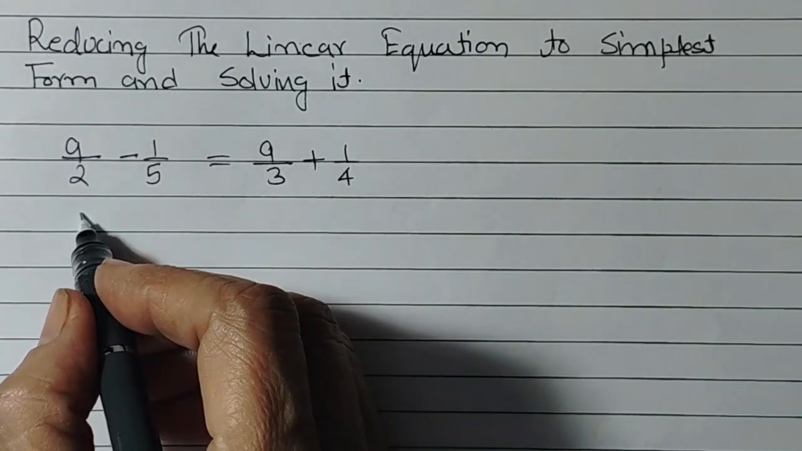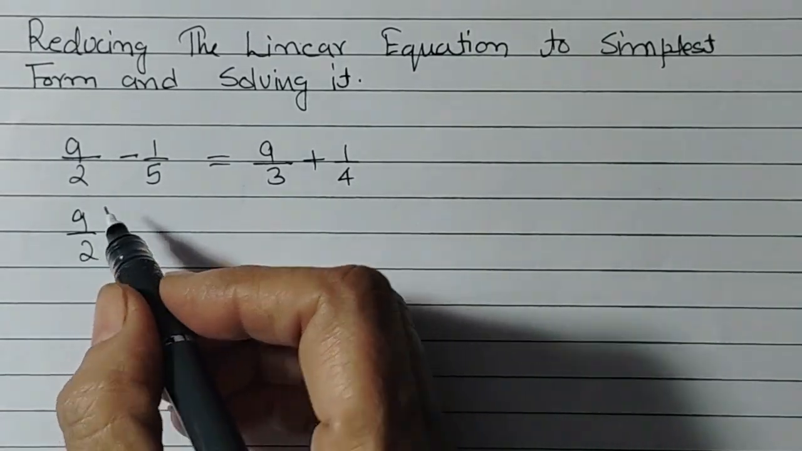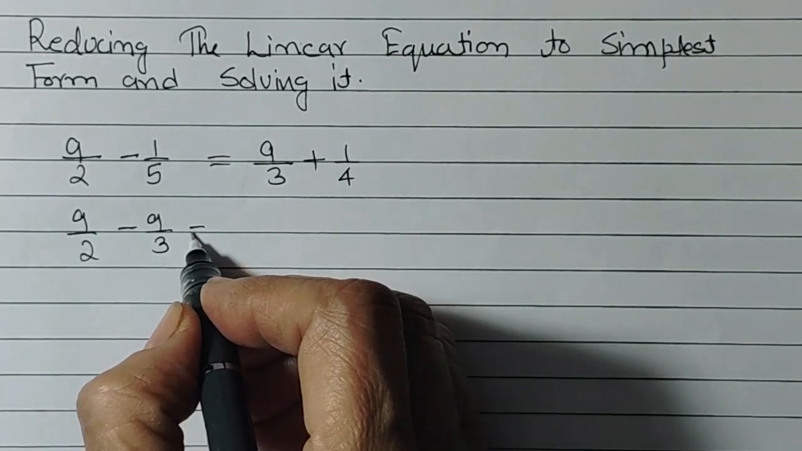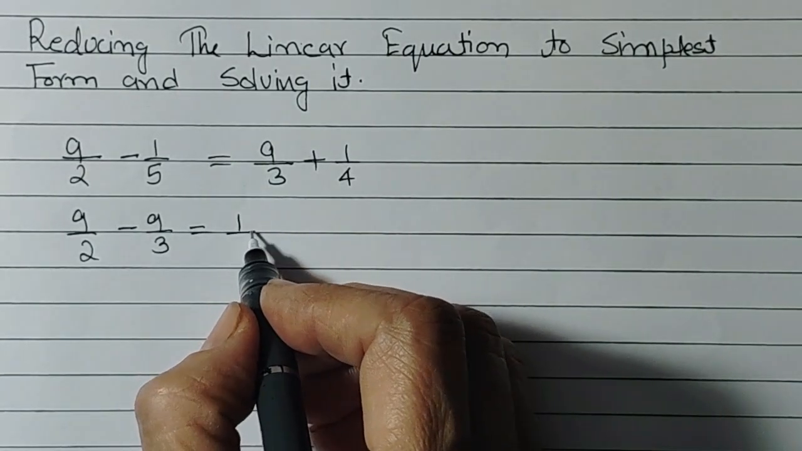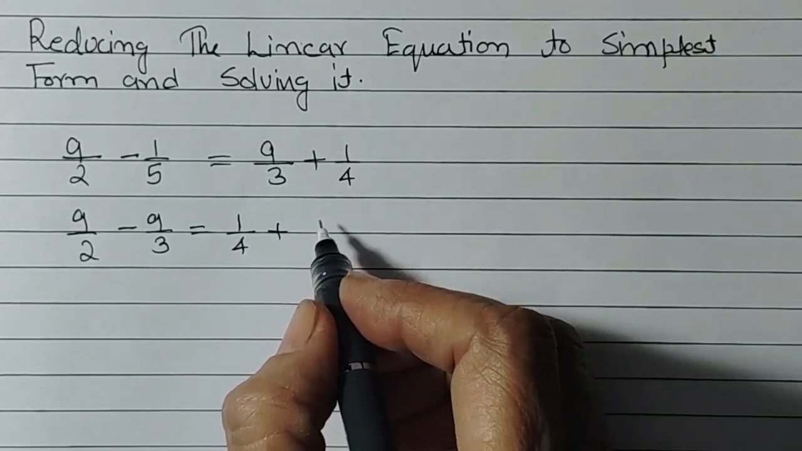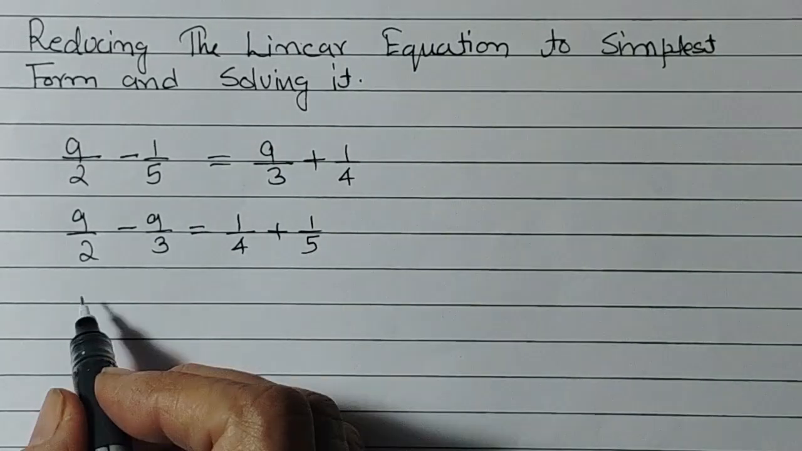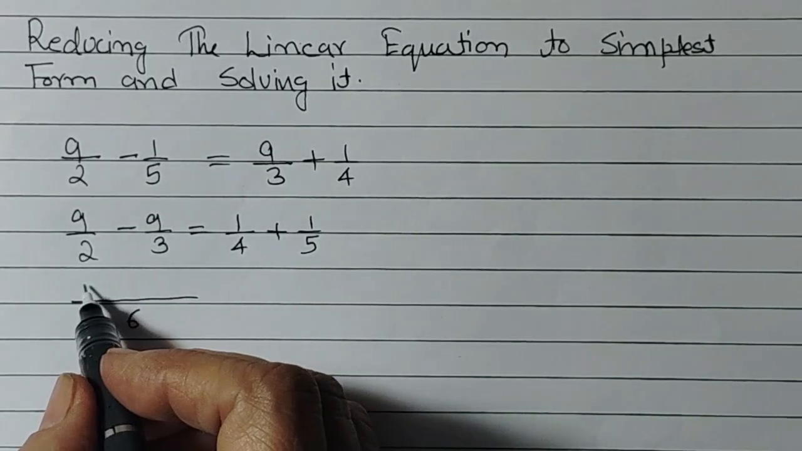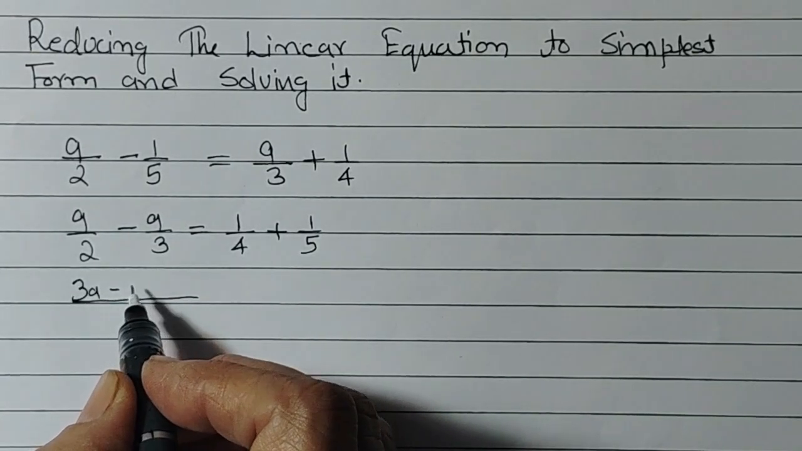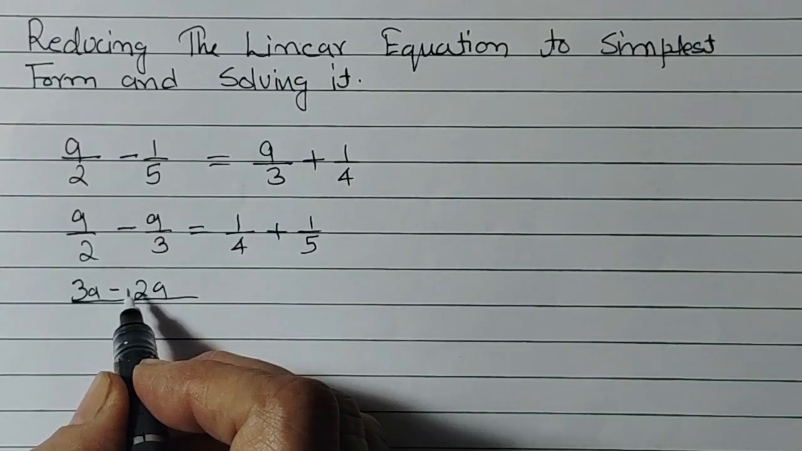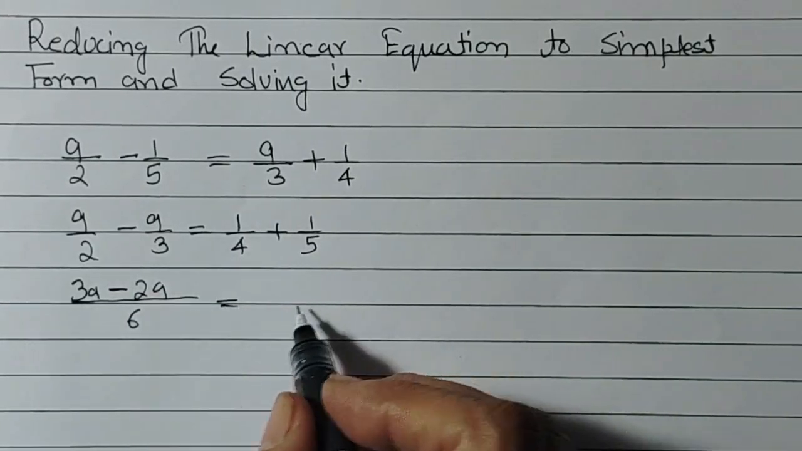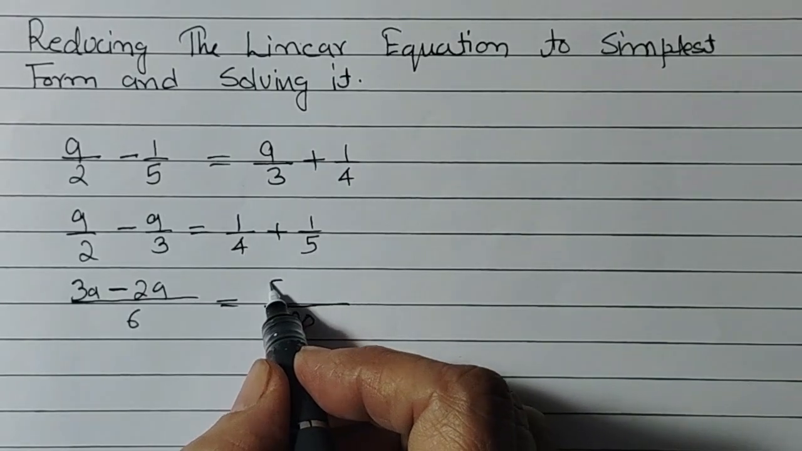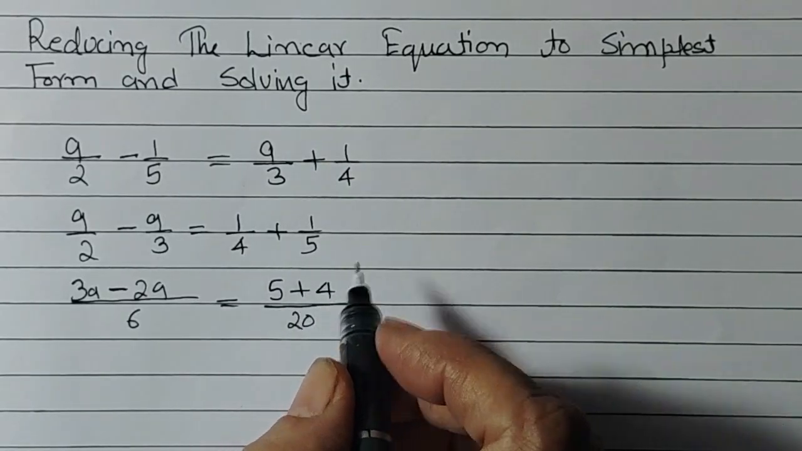It is a/2 - a/3 = 1/4 + 1/5. So the LCM will be 6. It becomes 3a - 2a, which is equal to, LCM here is 20, it is 5 + 4.